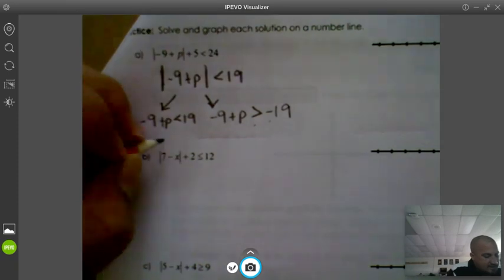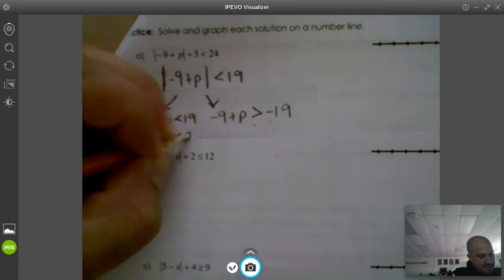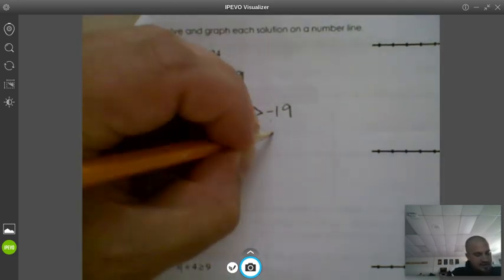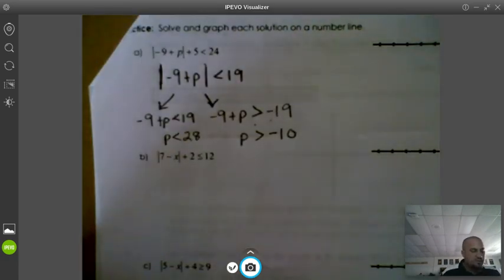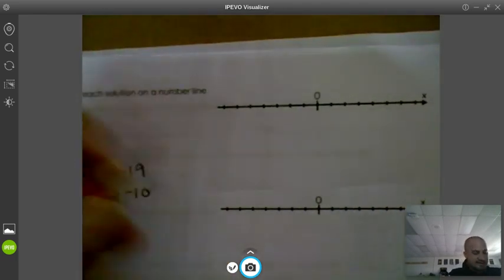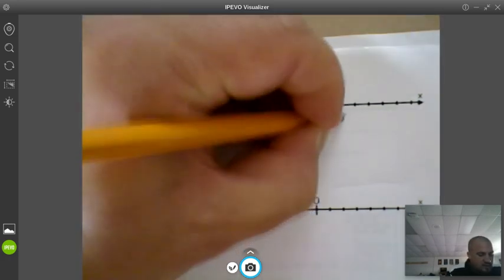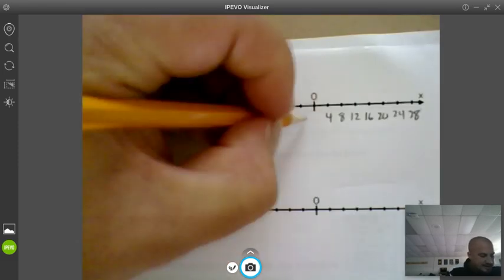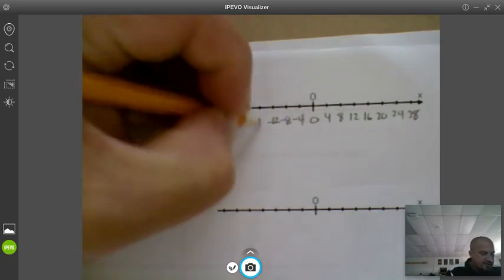I'm going to add 9. So p is less than 19 plus 9, which is 28. Over here, I'm going to add 9. P is greater than negative 19 plus 9, which is negative 10. So P is less than 28 and greater than negative 10. Now let's go up by 4 at a time. 4, 8, 12, 16, 20, 24, 28. And let's say 0, negative 4, negative 8, negative 12, negative 16, and so on.